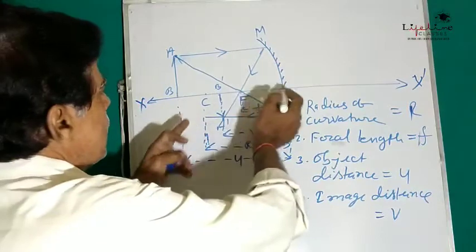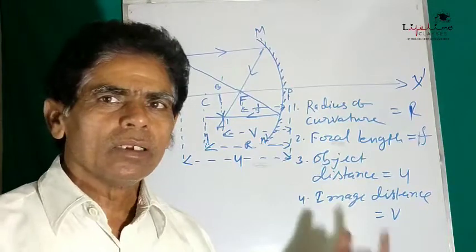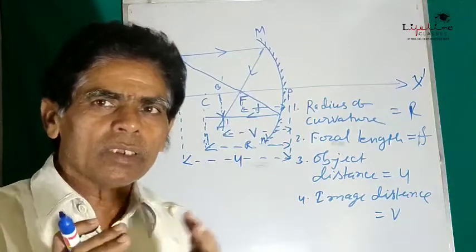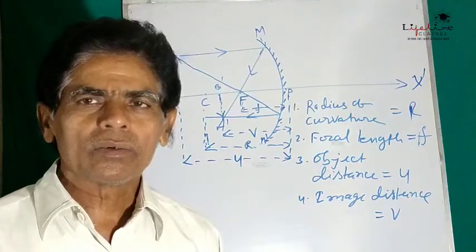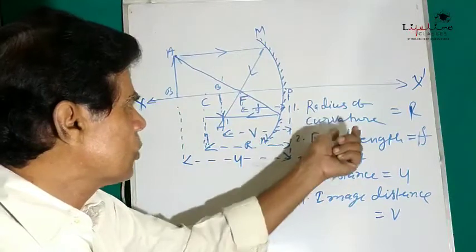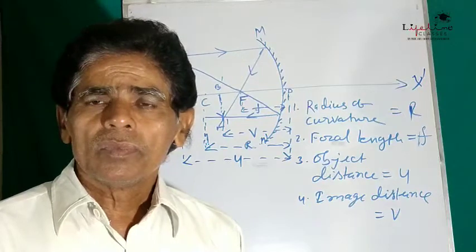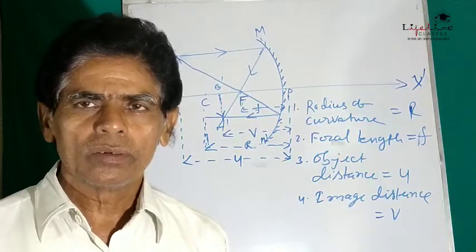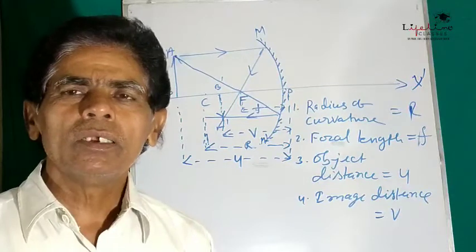So the distance between P and C, means pole and center of curvature, means CP, is the radius of curvature. It is denoted by capital R, radius of curvature. Next term used here is the principal focus. What is the principal focus of the concave or convex mirror?